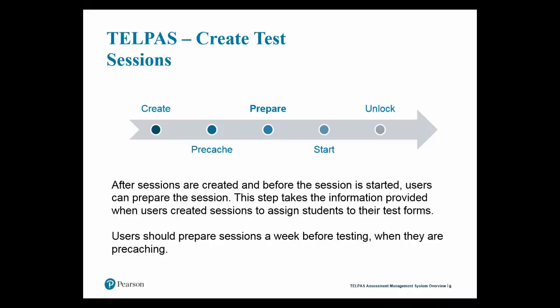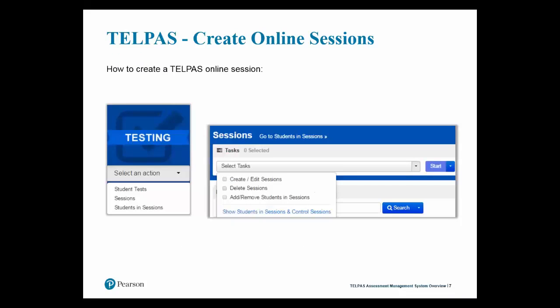After your test sessions have been prepared, then you'll be able to start your test session. After you start your test sessions, you want to make sure that you unlock those students' tests, and we'll walk you through the steps on how to do that. So again, you'll create the session, pre-cache the sessions. And pre-caching, you can pre-cache by test or session. You'll prepare the test sessions, start them, and then unlock it. And we'll go through these steps next here, starting with creating the TELPAS online session.